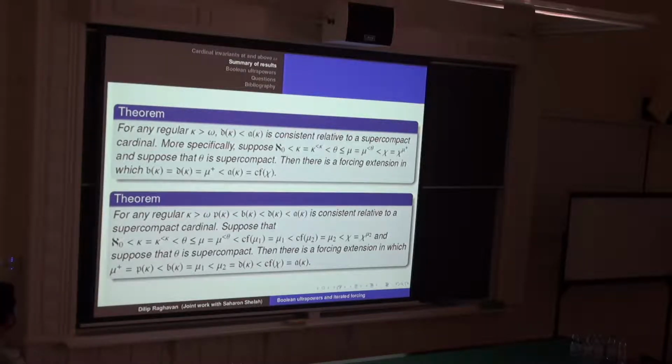Okay, so we can also separate more invariants. We can get P kappa less than B kappa less than D kappa less than A kappa. And again, we need a supercompact cardinal for this, and this again works at any uncountable regular kappa. Well, I guess it also works at omega. But I guess that was probably known. So this again just parameterizes the situation.